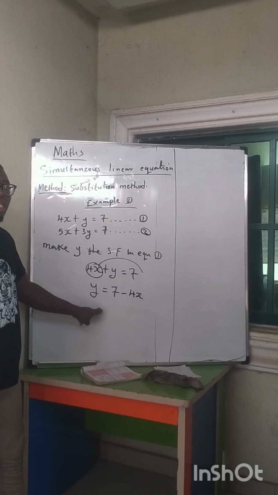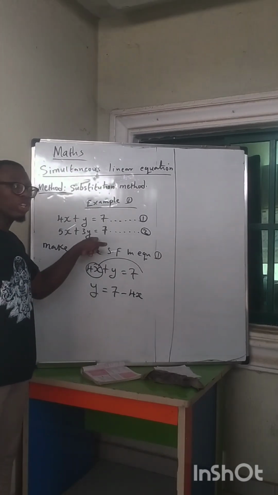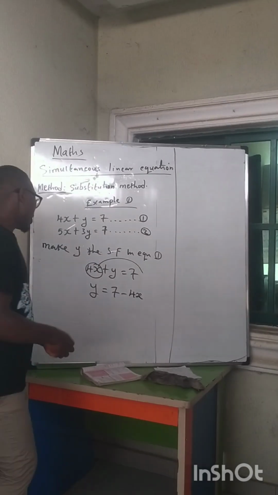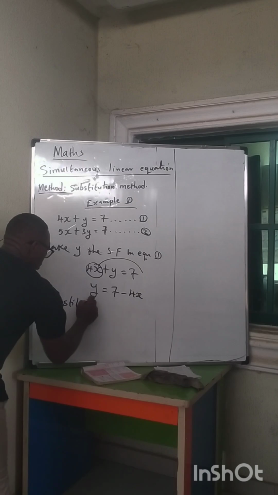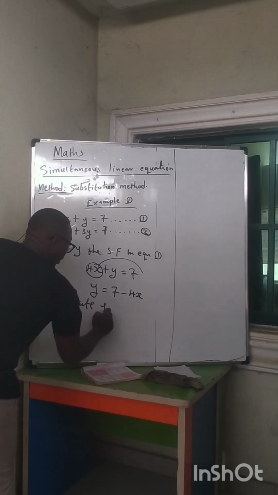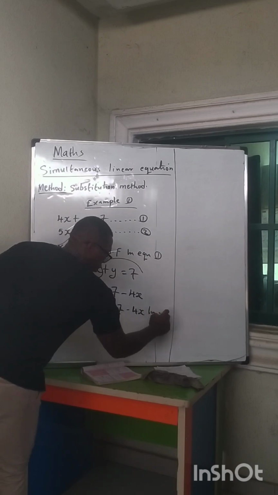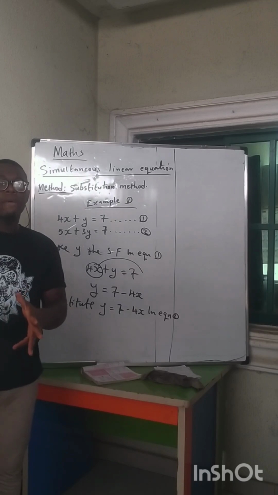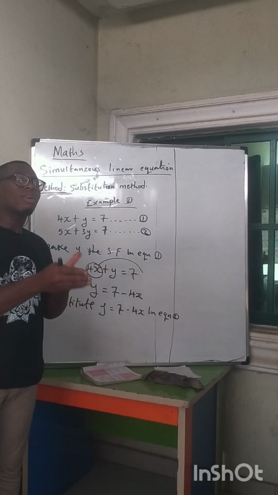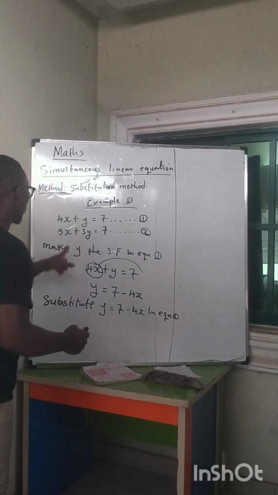So having done this now, we are going to substitute this y in equation 2. What does that mean? We now say substitute y equal to 7 minus 4x in equation 2. So what does that mean? It means that wherever you see y in equation 2, instead of writing y, you now write 7 minus 4x.